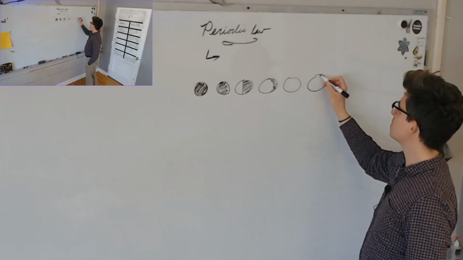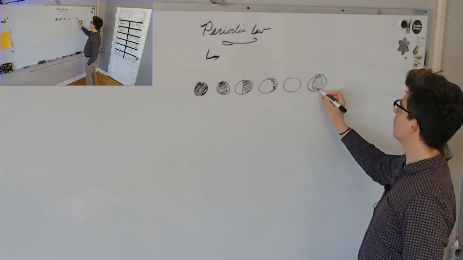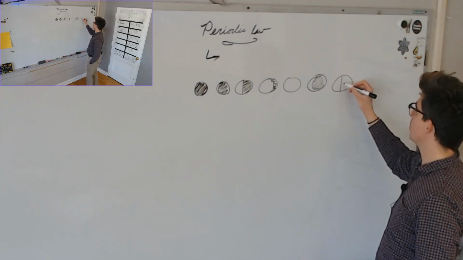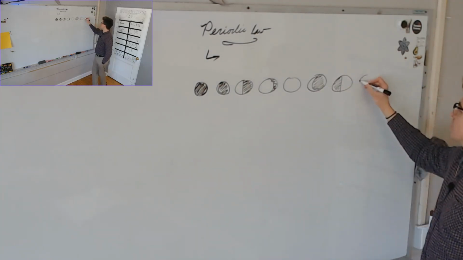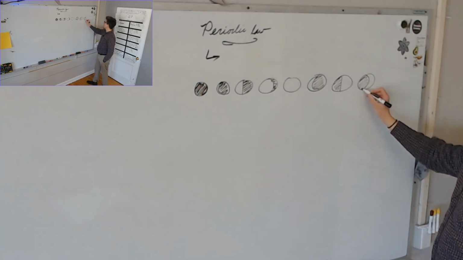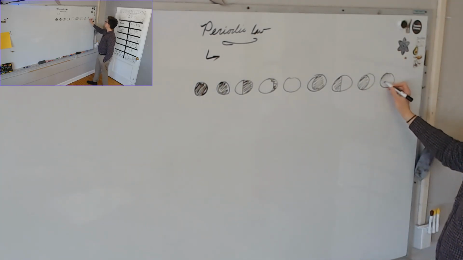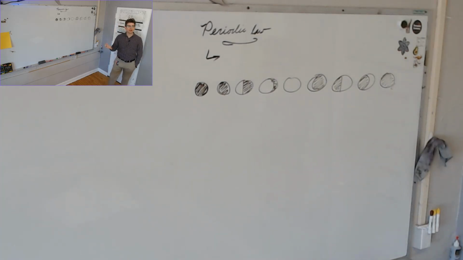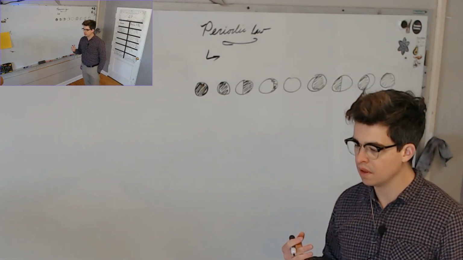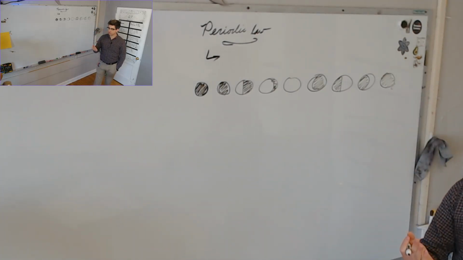And have I done this the right direction? I don't know. Don't at me. This is not really the point of this class. I probably should know. It's my job. But don't at me. I think this is right. So there's a periodicity to the moon. The moon phases cycle. There's a pattern to it.